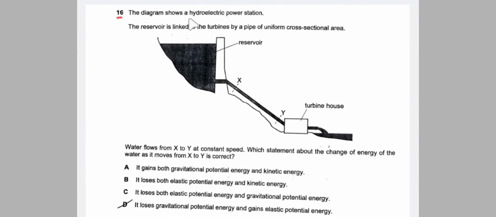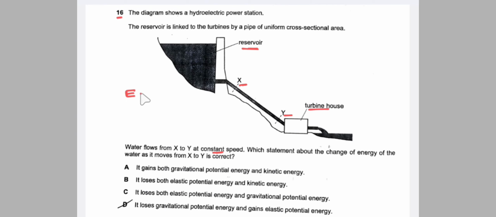16. The diagram shows a hydroelectric power station. The receiver is linked to the turbine by a pipe of uniform cross-sectional area, that is this pipe. Water flows from X to Y, so from point X to point Y at a constant speed. Since speed is constant, we'll discuss this later. Which statement about the change in energy of water as it moves from X to Y is correct?